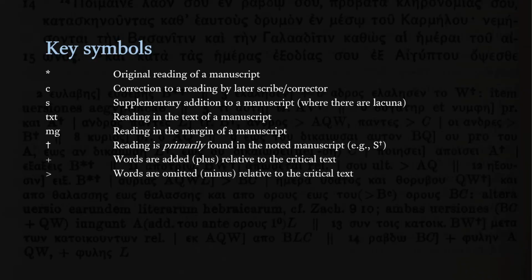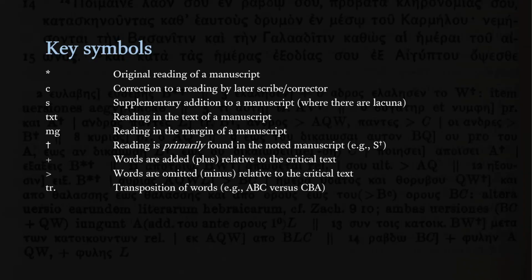And then the greater than sign, a little bit of an interesting one. I suppose they didn't want to use a minus sign because that might be a little bit confusing. This indicates words that have been omitted. It's a minus relative, again, to the reconstructed critical text. So it's missing in a given manuscript. Now, that doesn't mean that it was removed. That other manuscript may very well be correct. But Rahlfs, at least in his edition, doesn't believe that it is.